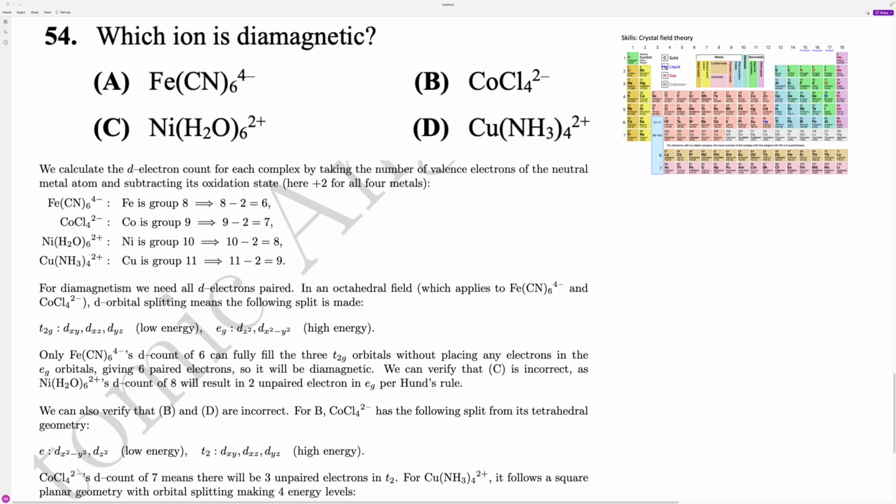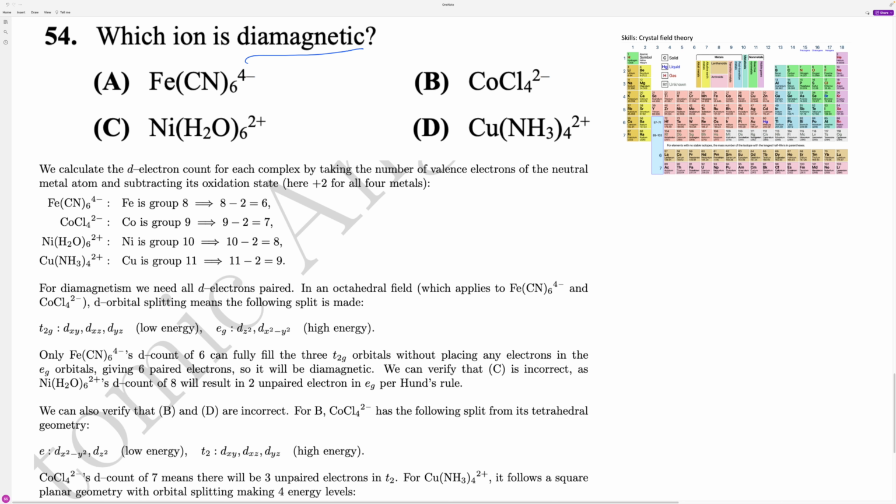So let's break this problem down. It's asking which ion is diamagnetic, and we don't really need crystal field theory knowledge to know that diamagnetic means there's going to be no unpaired electrons in the ion. So now we can start to use the crystal field theory knowledge. So essentially, for these complex ions, d electrons determine what the magnetism is, since the s and p electrons are going to be normally paired.